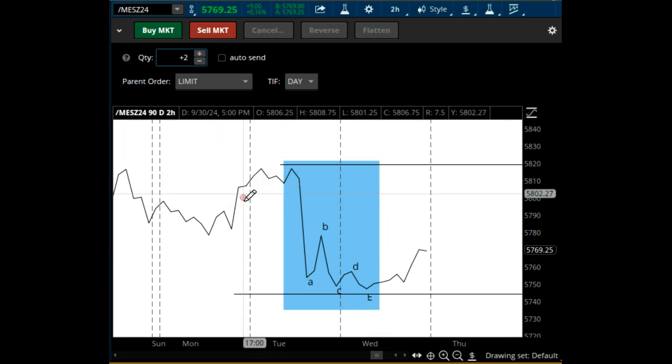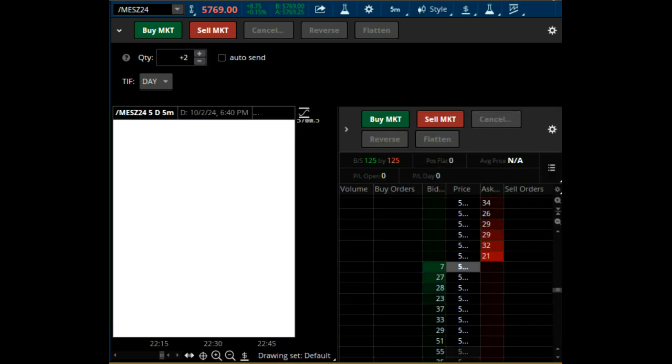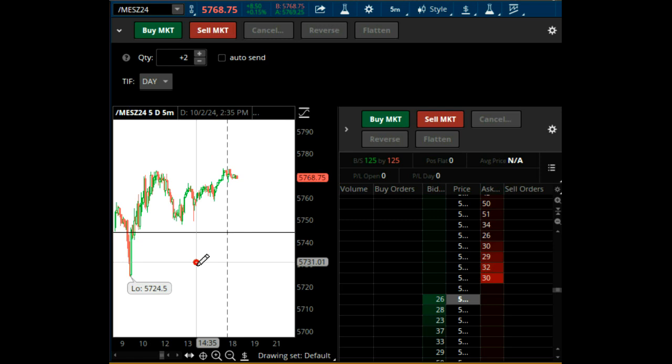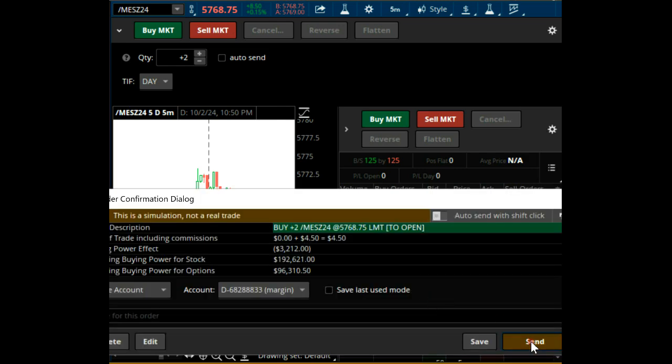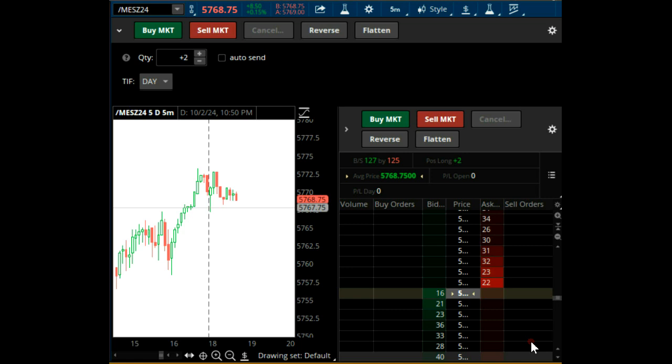The fractal setup. This is how you can do a fractal trade here. Active trader. We'll kick that in. I don't know if I'm going to be able to get this chart back. Probably not. Well, it's not a line chart. Doesn't really matter. What I'm going to do, we want to buy, we'll buy a limit too. We'll send that in.